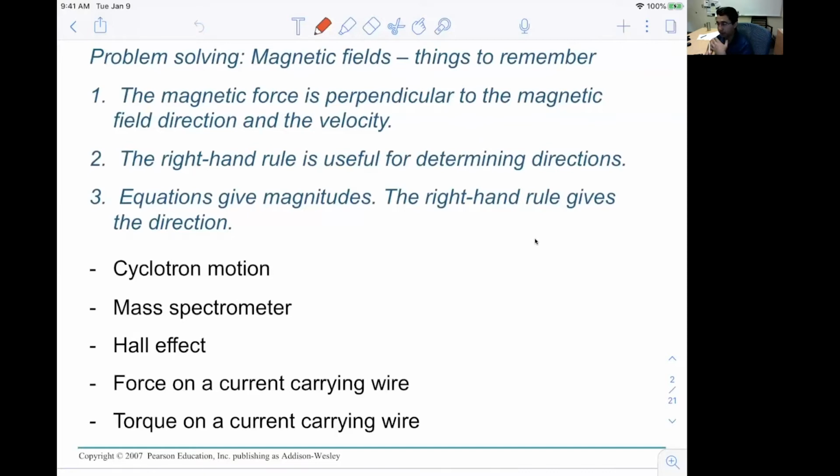By looking at this force on the particle, we will learn about cyclotron motion, mass spectrometer, Hall effect, force on a current carrying wire, torque on a current carrying wire. So we maybe don't see that in everyday life, but these are very important topics and useful in many different technologies.